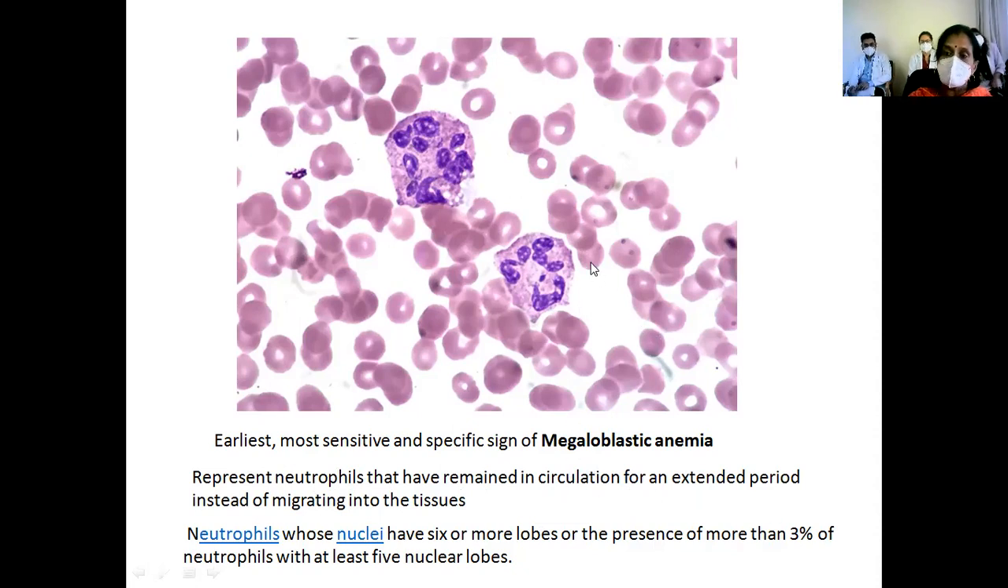So this was a teaching we had when we were students from our teachers. If we find hypersegmented neutrophils, and if there are more than 3 neutrophils which have more than 5 or 6 lobes per 100 neutrophils, that is incipient megaloblastic anemia. This is something like what we say pre-malignant conditions for malignancy. This patient is going to develop B12 or folic acid deficiency.